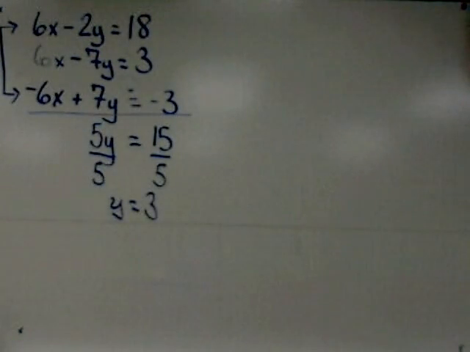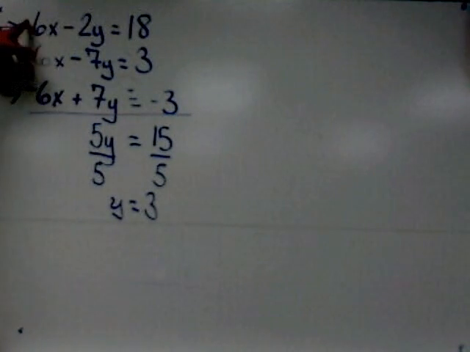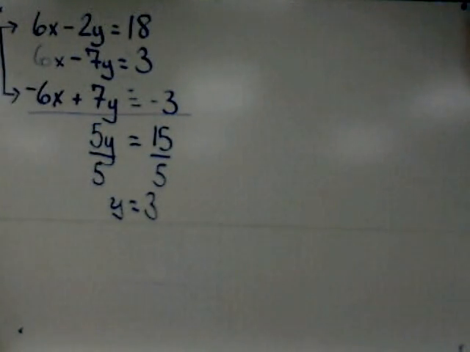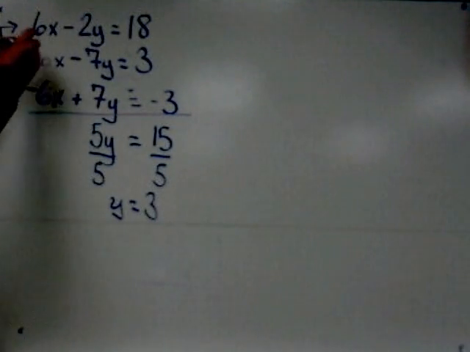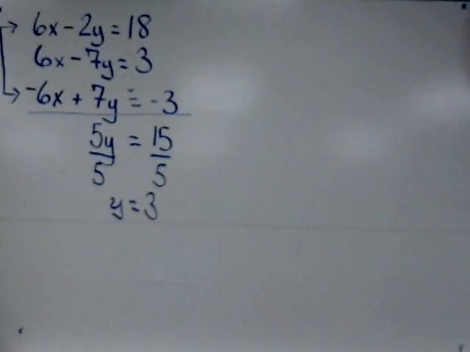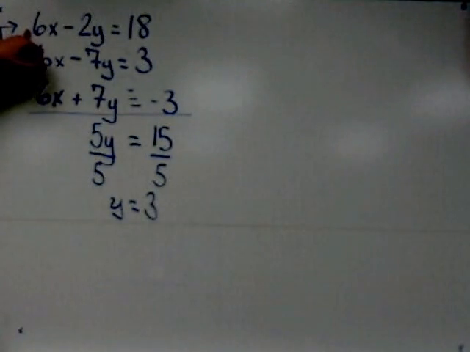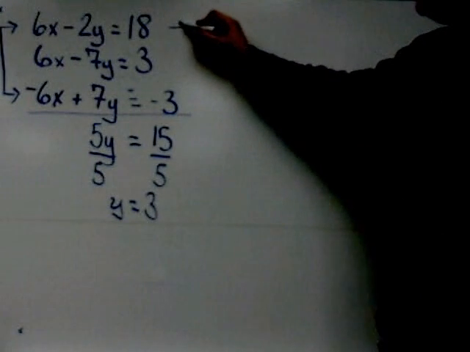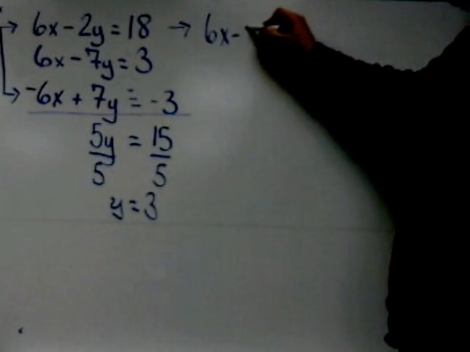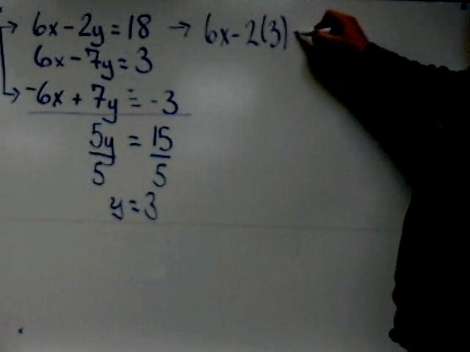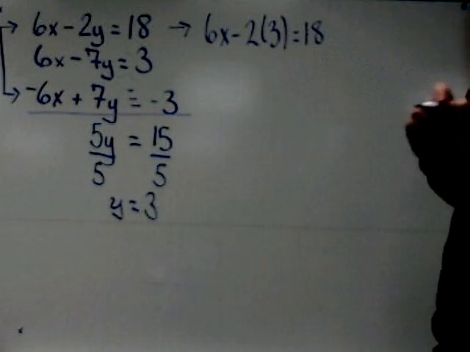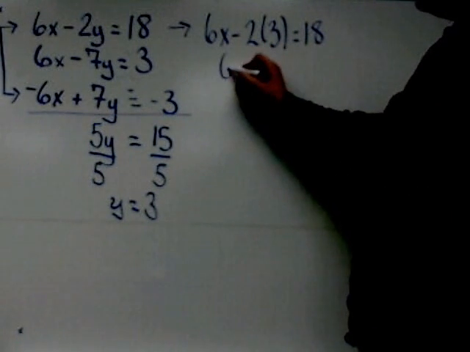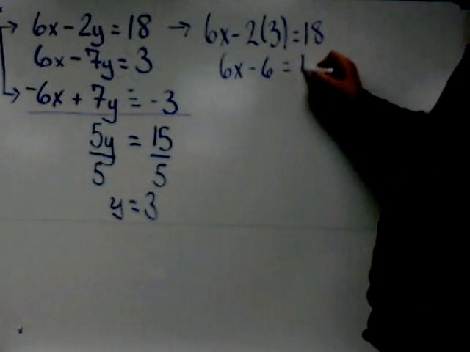Now at this point we have a decision to make. We can choose to go back to the original first equation or the original second equation. And in that choice we need to change y into a 3. So at this point I'm going to choose to work with the top equation simply because I can. So I have 6x minus 2y equals 18, but I need to change y into 3. So the equation reads 6x minus 2 times 3 equals 18. I can simplify 2 times 3 and change this into 6x minus 6 equals 18.